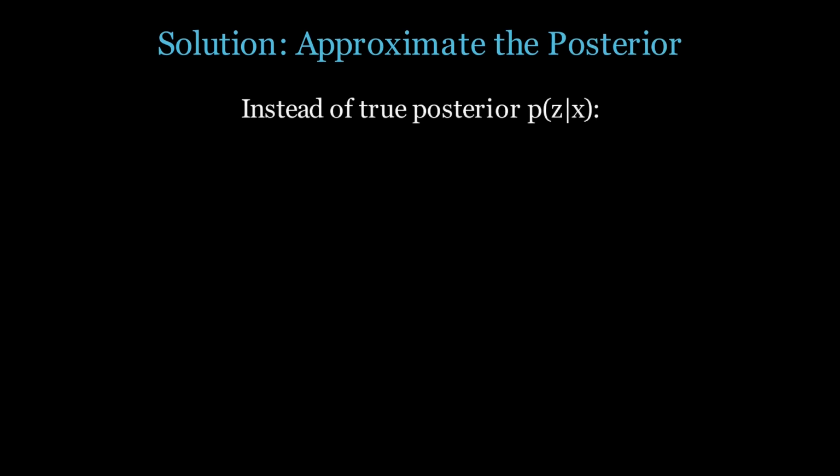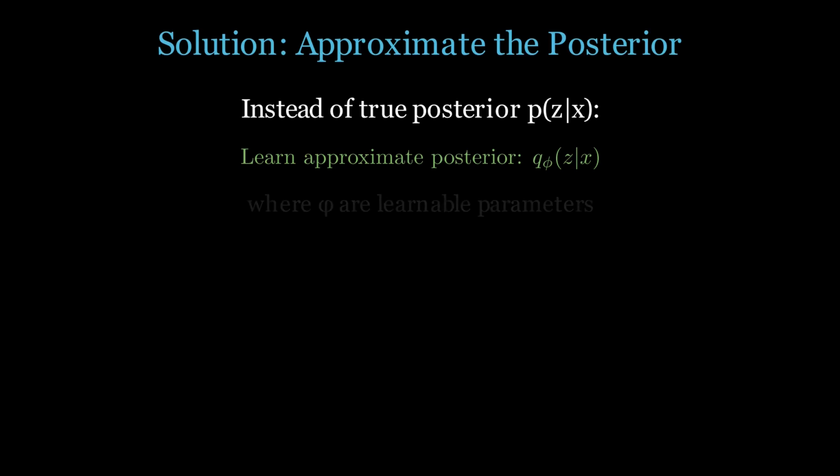As a solution, we can try to approximate the true posterior instead of using p of z given x, which we can't compute. We learn an approximate posterior q phi of z given x, where phi represents learnable parameters. Notice that this p and q are different than the p and q notation that we have discussed before related to forward and backward diffusion. Here p means the real probability distribution and q means the approximate distribution that we are coming up with that we will use instead of p.